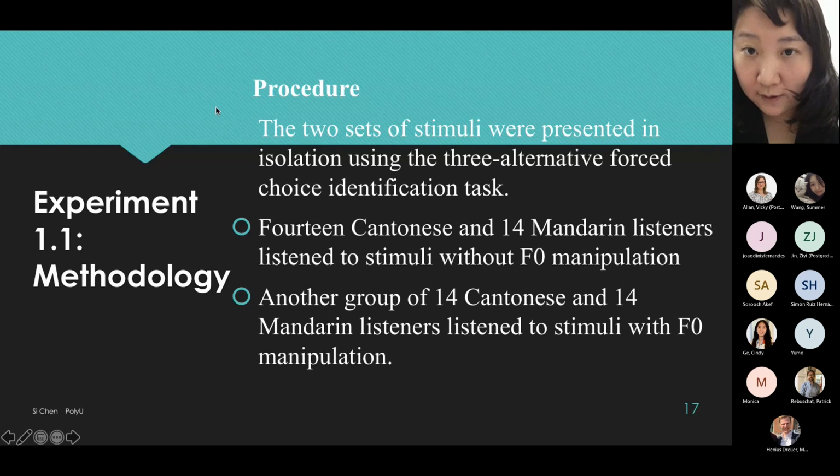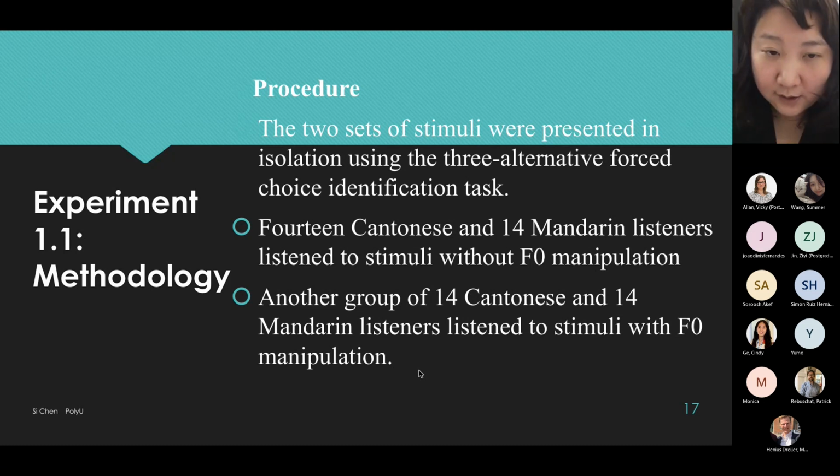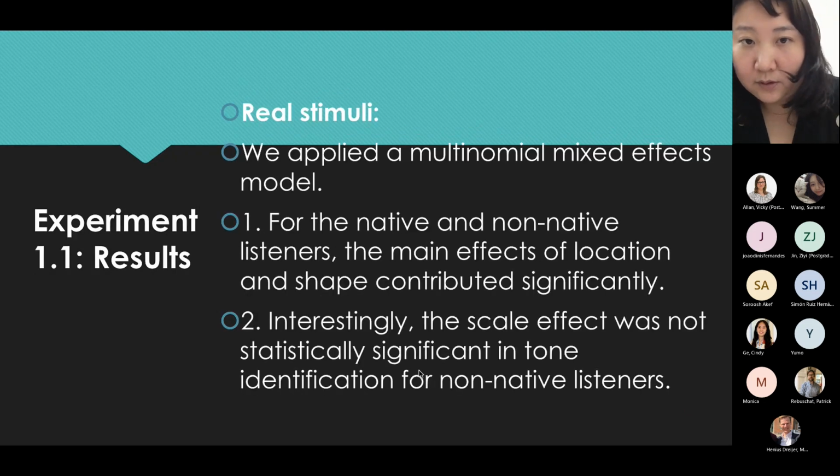So after the pre-screening procedure, we conducted an experiment on the two sets of stimuli. We asked them to identify which tone it is among the three level tones. If you remember from the previous slides, we have three level tones, tone 1, tone 3, and tone 6. So we asked them which tone it is from the two sets of stimuli. One set is the real stimuli produced by some speakers, and the other set is the simulated tones, based on the deviation of the distributions we simulated.